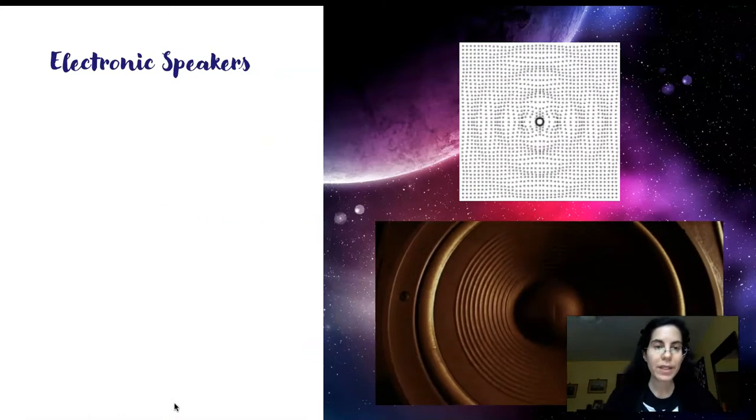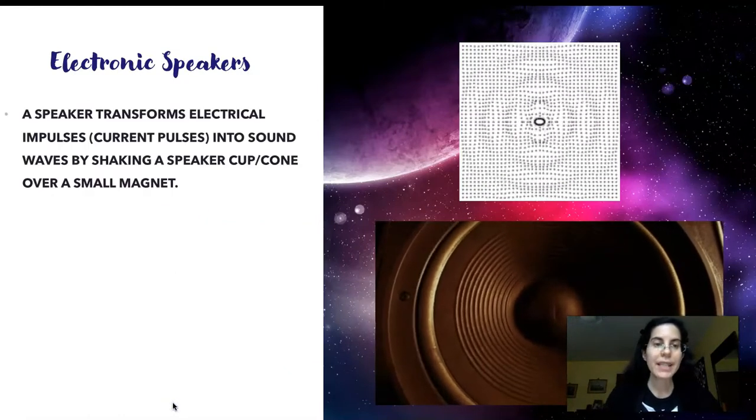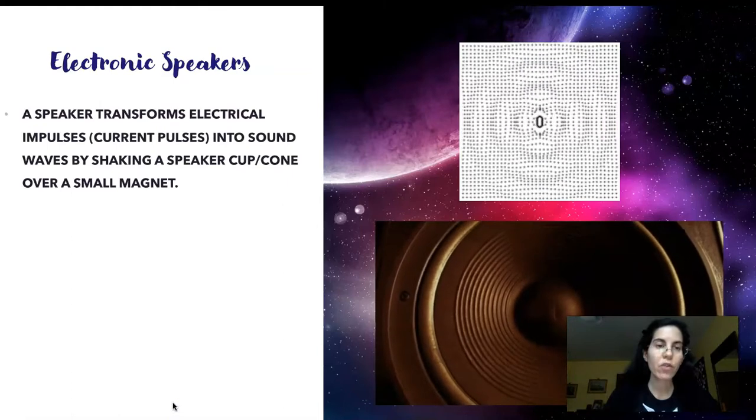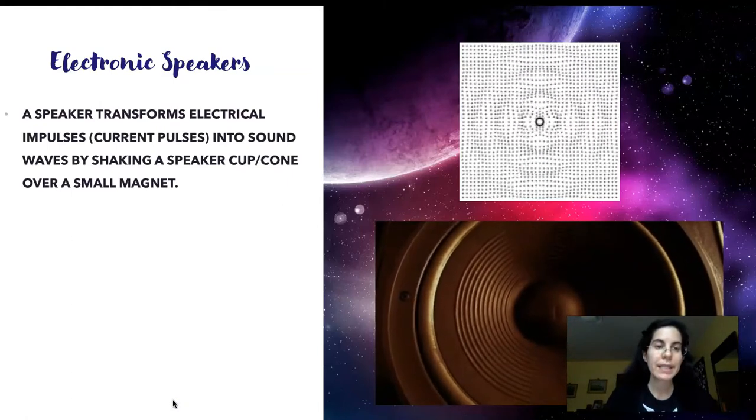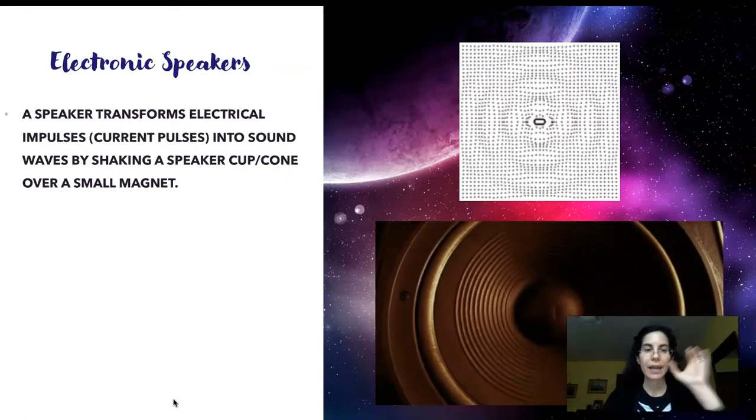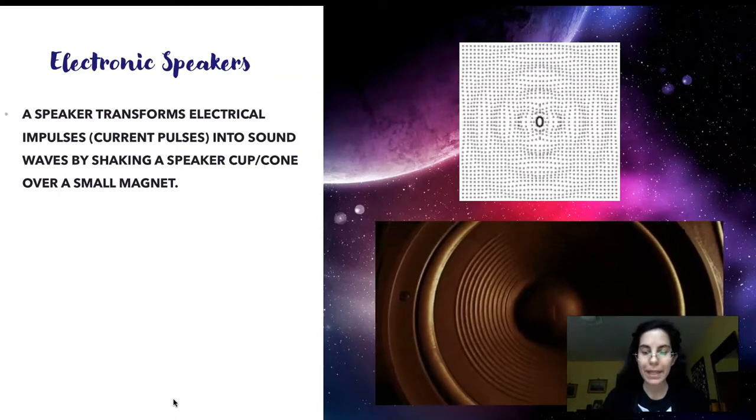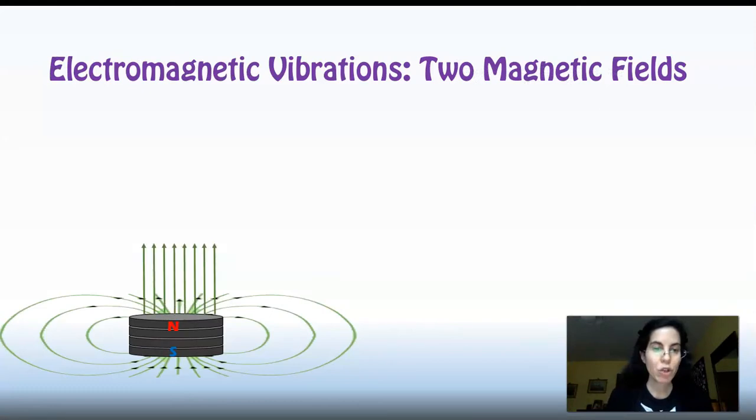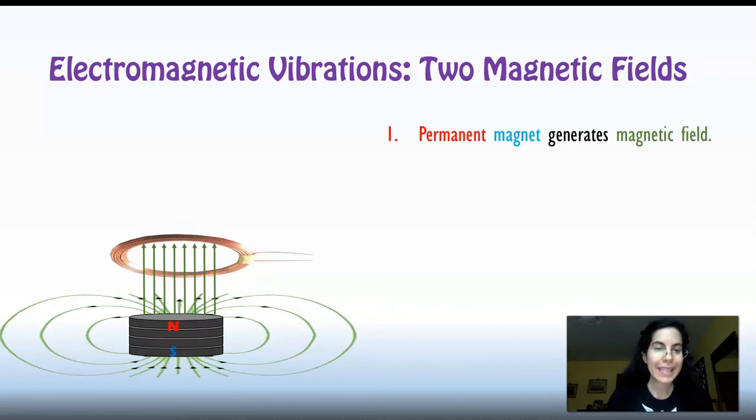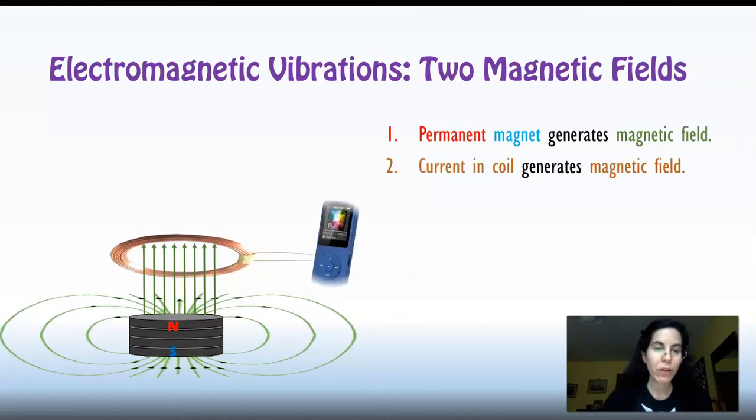So what's the deal with a speaker? What is a speaker? A speaker is a device that transforms electrical impulses into sound by shaking the cup faster than you can shake it. How can it do that? A speaker has a magnet whose magnetic field is pointing in a certain direction, and it sends current through a coil of wire from your music player at a certain frequency.